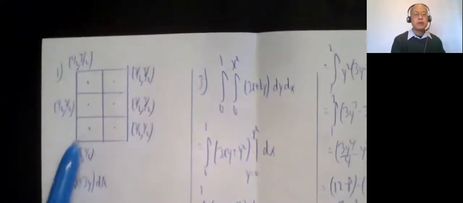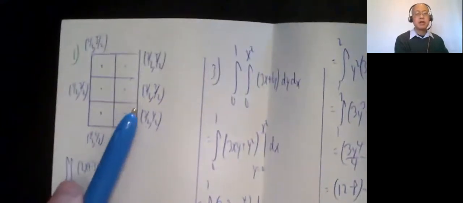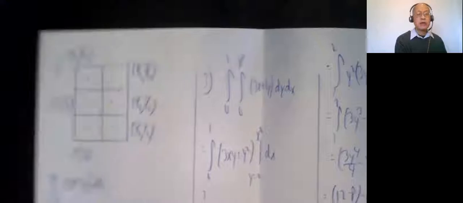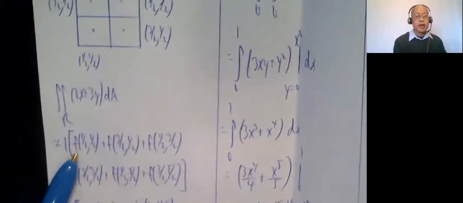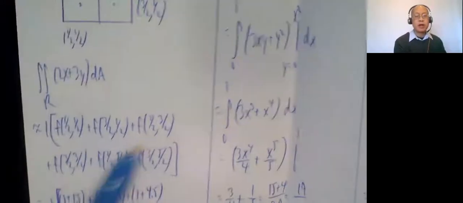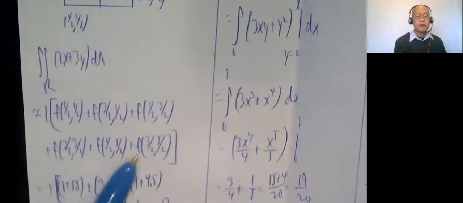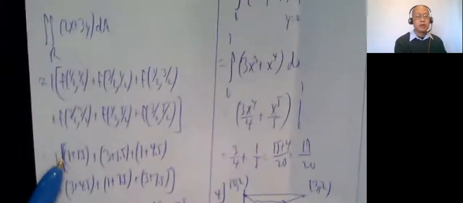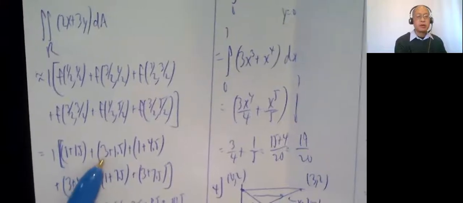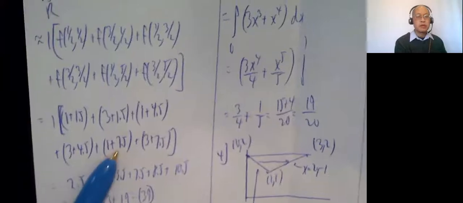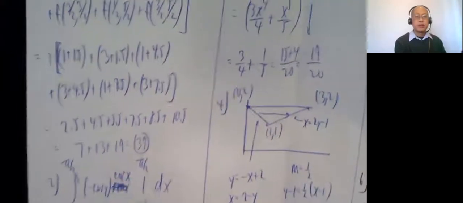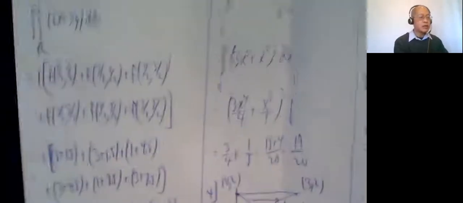Number 1, so taking all the midpoints, which are (1/2, 1/2), (3/2, 1/2), (1/2, 3/2), (3/2, 3/2), (1/2, 5/2), and (3/2, 5/2). So the double integral is approximately 1, that's dA, times f(1/2, 1/2) plus f(3/2, 1/2) plus f(1/2, 3/2) plus f(3/2, 3/2) plus f(1/2, 5/2) plus f(3/2, 5/2). It's 1 times 1 plus 1.5 plus 3 plus 1.5 plus 1 plus 4.5 plus 3 plus 4.5 plus 1 plus 7.5 plus 3 plus 7.5 comes out to be 39. There was no need to actually do the integration.